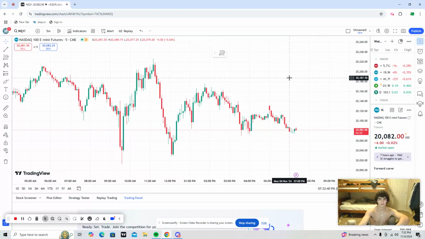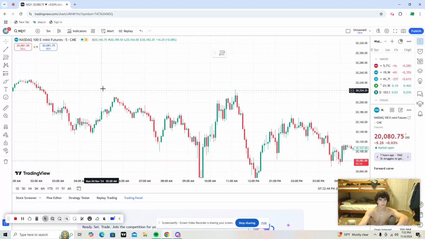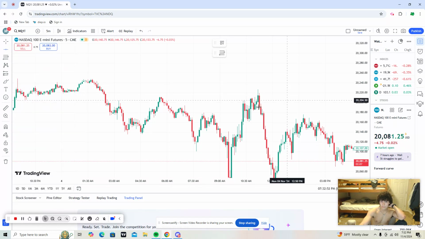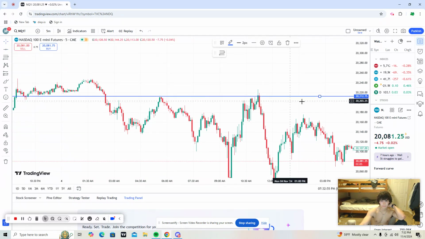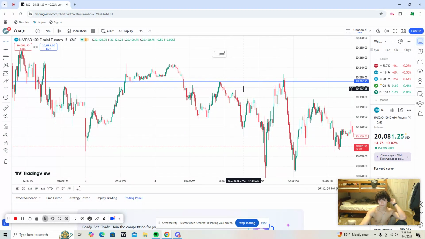Here we go. This is how I made my money. So basically, 9:30 open. I was looking at the chart. I think it was this high right here. This is what I was looking at. I saw it. That was my level of liquidity. This is what I was aiming for.